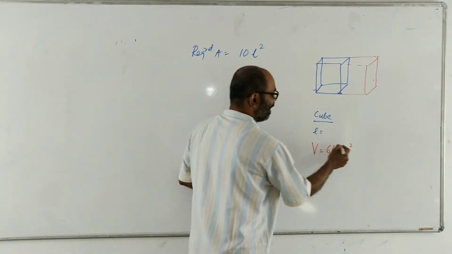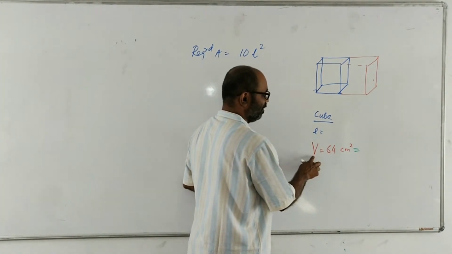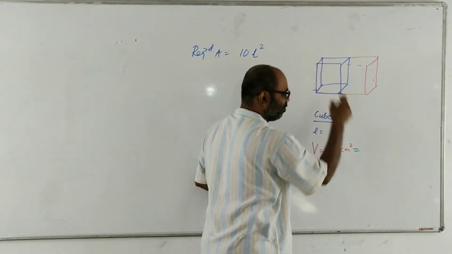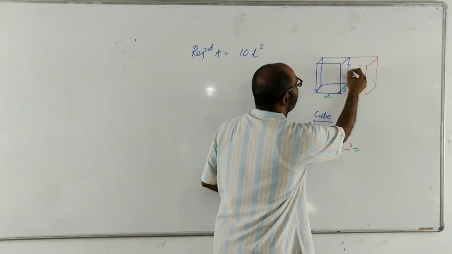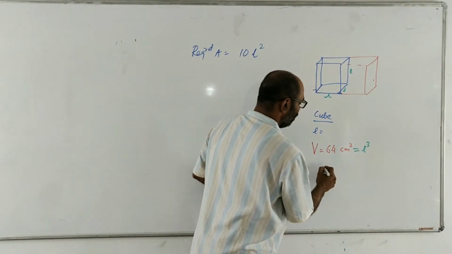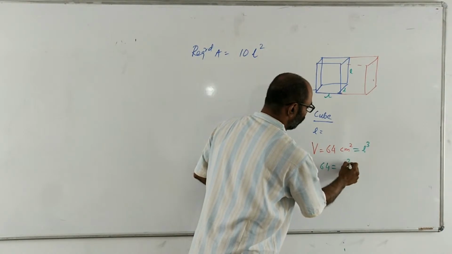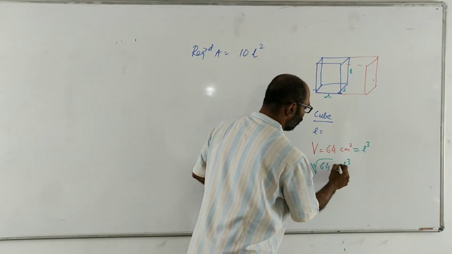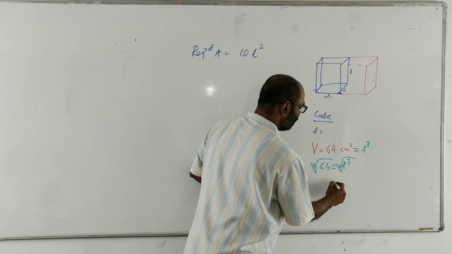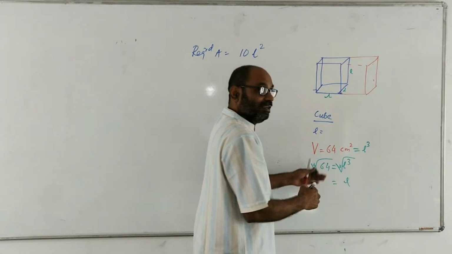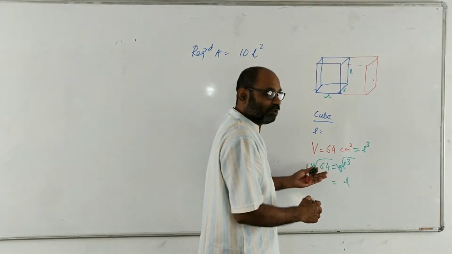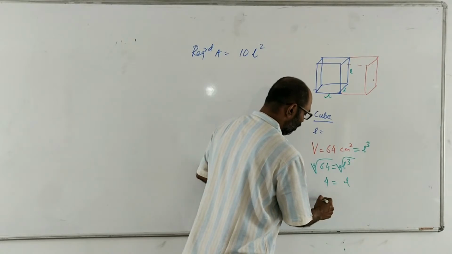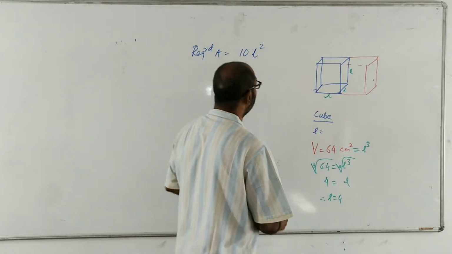Correct? What is the formula to find the volume of a cube? Yes, L into L into L, so L cube. So you got 64 is equal to L cube. Take the cube root on both sides. So this gives me L, and 64 is a very famous perfect cube. It's 4. Therefore L is equal to 4.